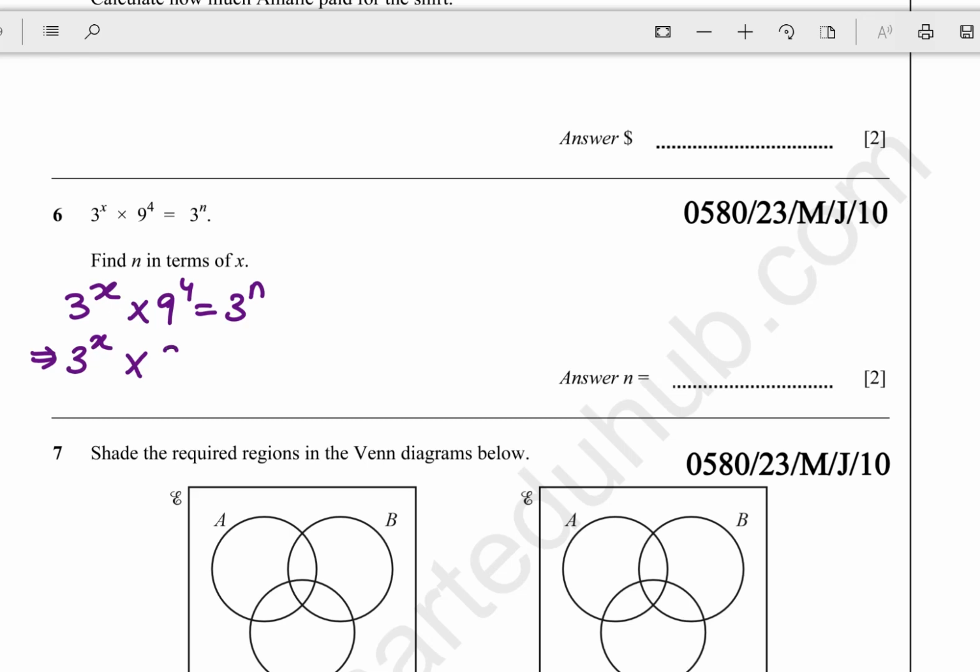Now 9 can be written as 3 square, and then we continue as it is. This becomes 3 raised to x into 3 raised to 4 into 2 is 8 equals 3 raised to n.